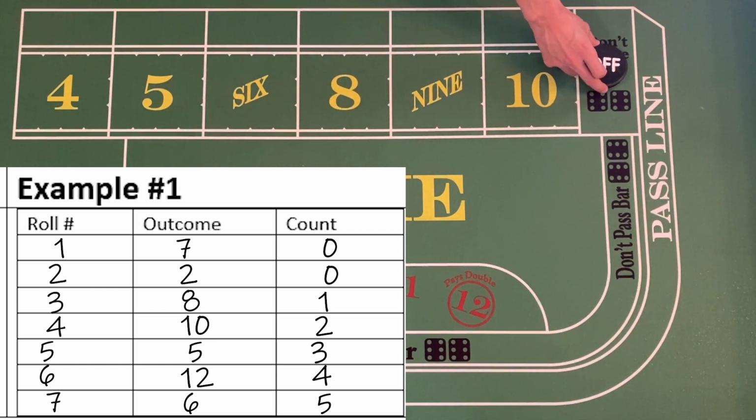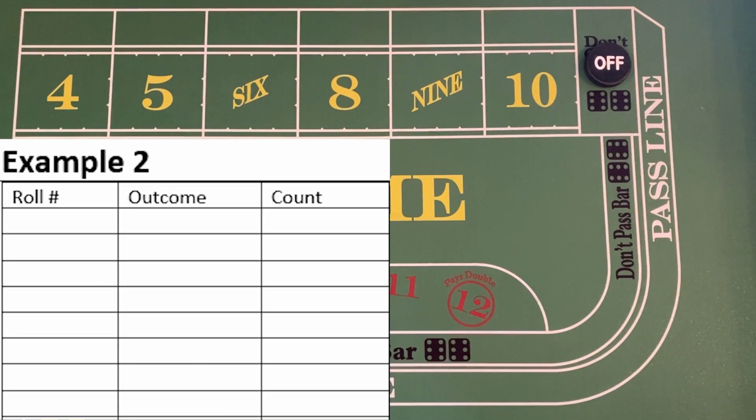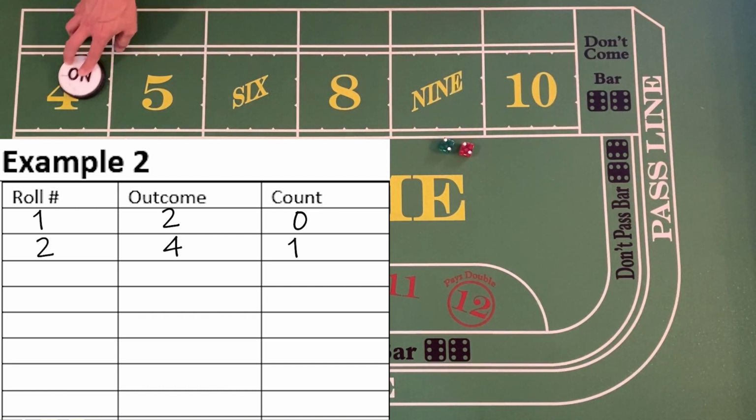So, let's give another example. So say it's a new shooter. And again, in order to go from a count of 0 to 1, we need to see a box number. So if the first roll is a 2, we're still at a count 0. Then let's say the shooter throws a 4. The point now is 4. We've now gone to a count of 1 on the shooter's 2nd roll.